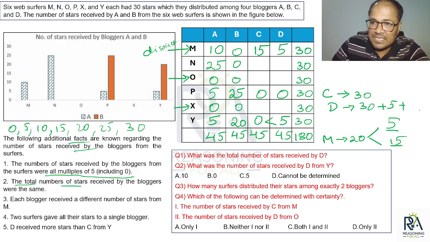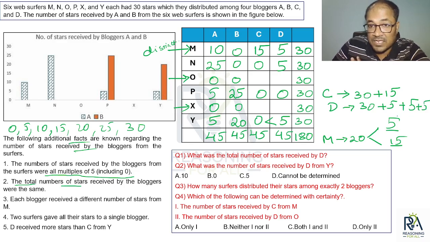That means D getting 5 from M, and C getting 15 from M. So can I conclude C's 45 is done, right? 30 will be from O or X, that we do not know. But we can definitely conclude that C will not be getting anything from N over here, right? So that means N will be giving away the remaining 5 stars to D. And that concludes D's 45 also.